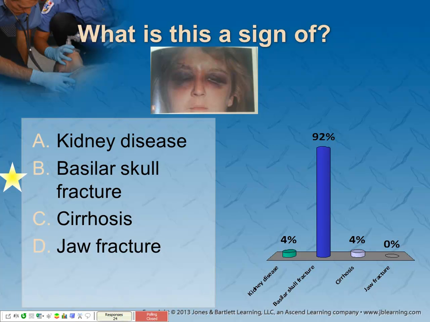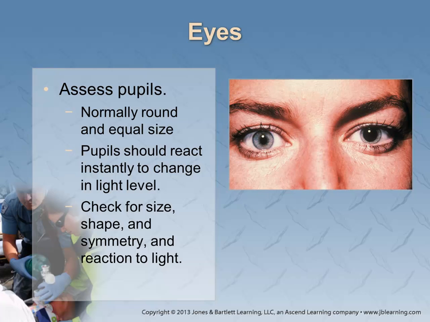They do represent the exact same thing. It is a very late sign. Battle sign behind the ears is a late sign. Periorbital ecchymosis or raccoon eyes is an early sign. All right, next you're assessing pupils.